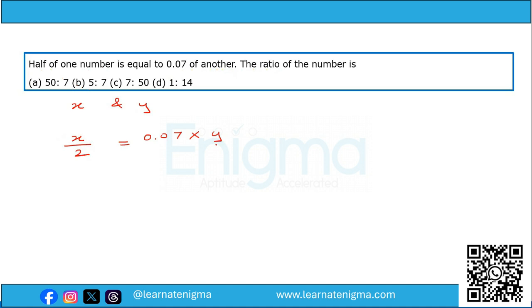Now we want the answer x upon y. So x upon y becomes 2 into 0.07, that is 0.14. Now 0.14 we can write as 14 upon 100. Now 14 upon 100 we can reduce to 7 upon 50. So that will be our answer, option C, 7 upon 50.